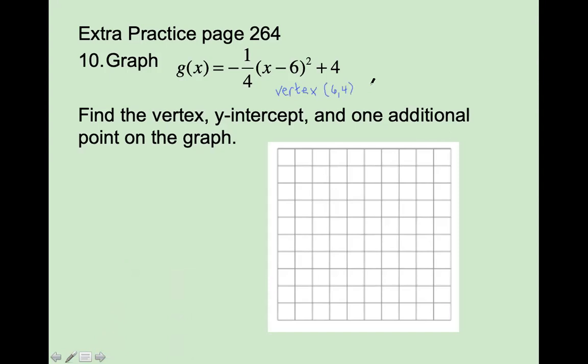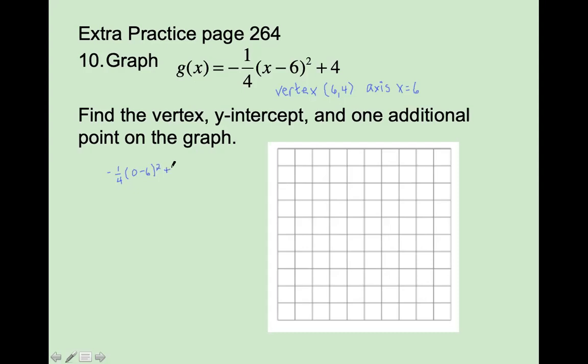Our axis of symmetry is the same as the x coordinate of our vertex. So our axis is x equals 6. Now it's asking us to find one additional point on the graph. A lot of times people like to find the y-intercept. Notice this time, this number out here at the end is not our y-intercept. If we want to find our y-intercept, we'd have to put 0 in for x and solve for y. So we can do that, and actually you could find any point on the graph by putting in a value for x. But I'm going to go ahead and put 0 just because that's pretty easy to work with.